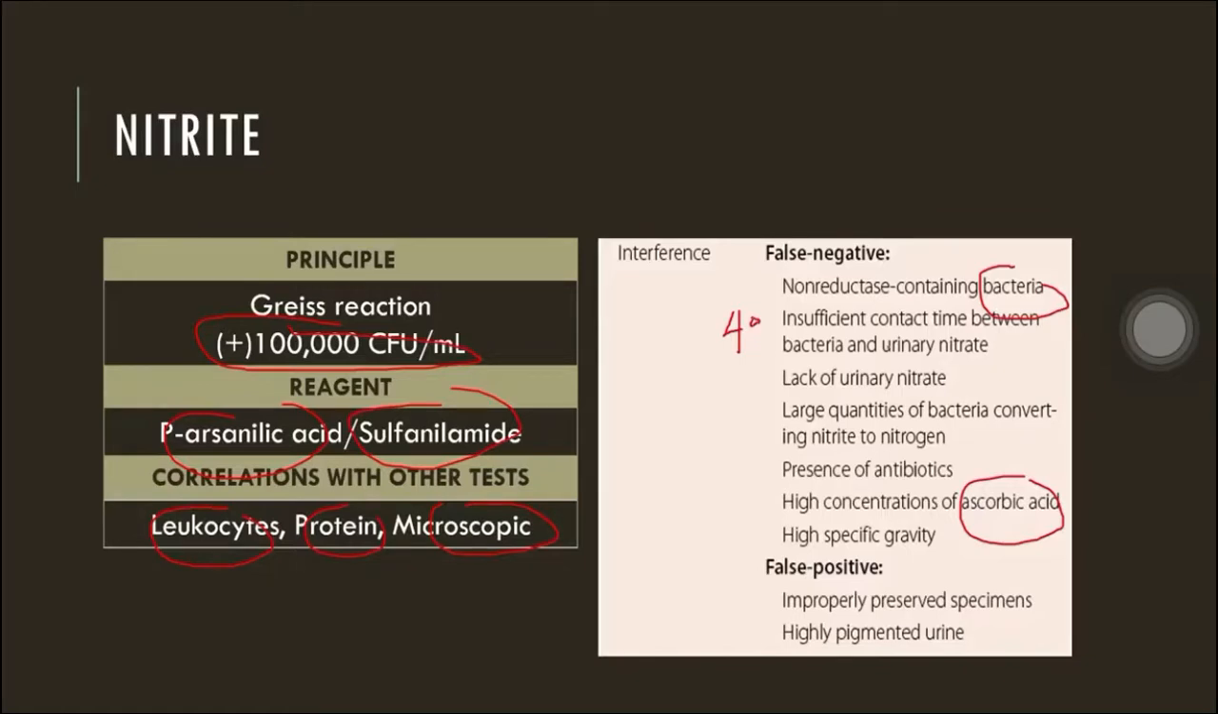How about the next reason, lack of urine nitrate? Kaya naman pala walang nitrate kasi walang nitrate. Okay, wala namang ma-acted upon si bacteria kasi walang nitrate. So ang resolution naman dito for lack of urinary nitrate is to actually give the patient a vegetable-rich diet, since green vegetables or vegetable-rich diet is rich in nitrate or dietary nitrate. Okay, next reason, kapag masyado nang mataas or marami yung bacteria, nako-convert niya na yung nitrite into nitrogen, okay, causing a false negative reaction.